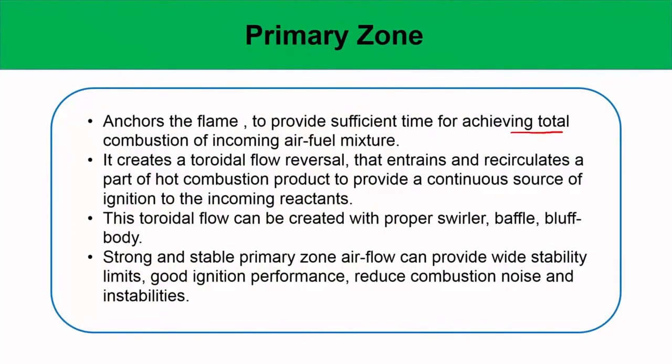The injector is essentially mounted on these swirlers, and it provides this kind of a recirculating flow. As you see, the spiral flow ensures that the flow has sufficient residence time in the primary zone, where you can have complete combustion of the incoming fuel air mixture. It also creates a toroidal flow reversal that entrains and recirculates part of the hot combustion products. So that is the second thing it does.